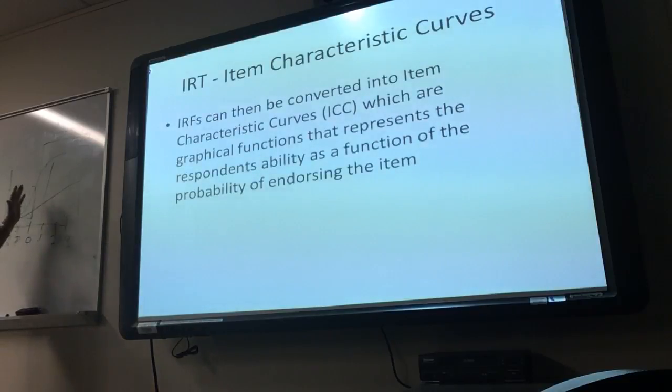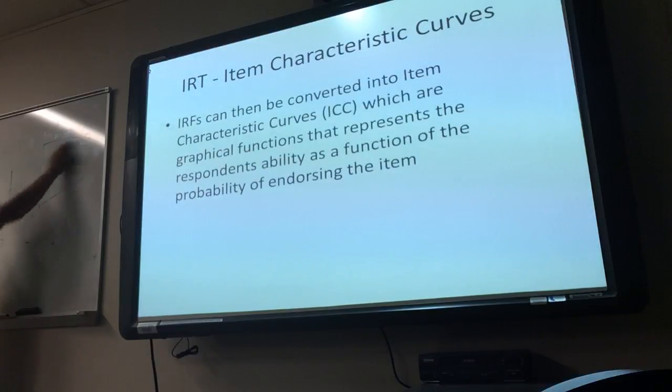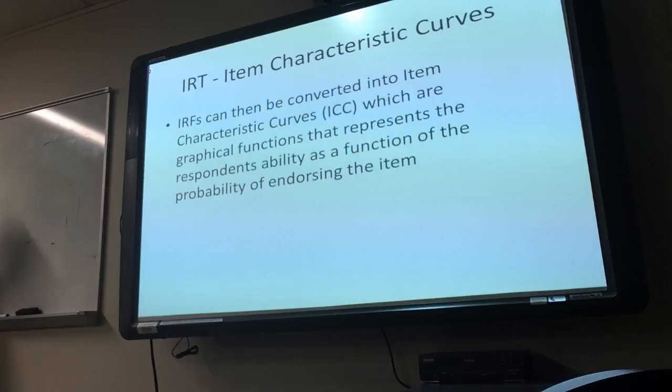The item functions are graphically represented using the item characteristic curves. And just to give you a little heads up in terms of what can happen with this stuff: with those item characteristic curves, we can examine something called differential item functioning. Differential item functioning is where an item works differently in one group than another.